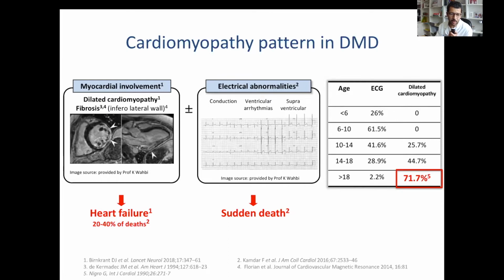And dilated cardiomyopathy has a prevalence which increases progressively with age, mainly after the age of 10 years and after the age of 18 years. A majority of patients have dilated cardiomyopathy, at least before the era of all the prophylactic treatments which are available now.